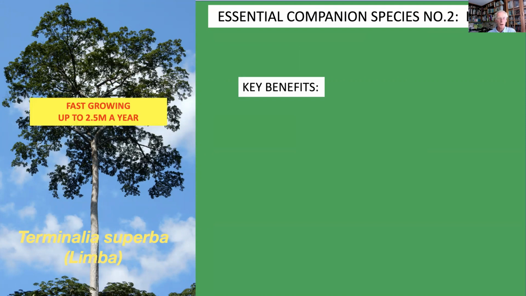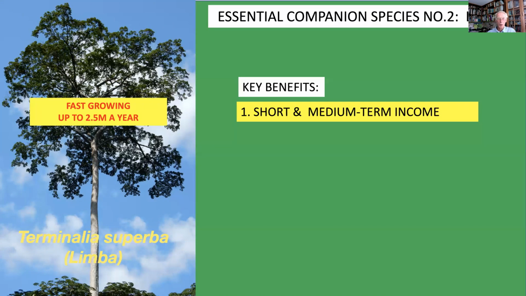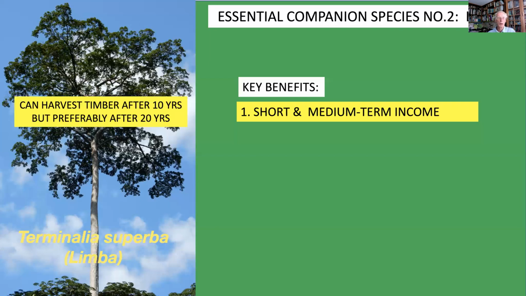It's very fast growing, up to 2.5 meters a year, which is, as you can appreciate, very fast. So in other words, in the short and medium term, it can provide an income. You can harvest a tree after 10 years, but preferably keep it for 20 because the quality of the timber will be better. But you can get your income after just 10 years using this tree. So farmers are very happy for this.